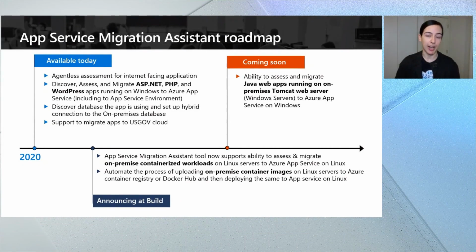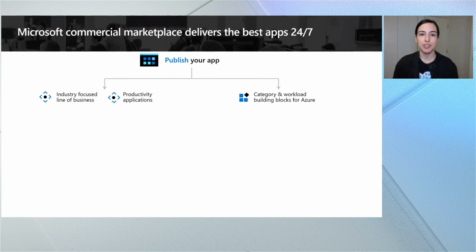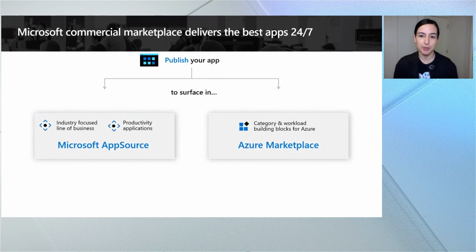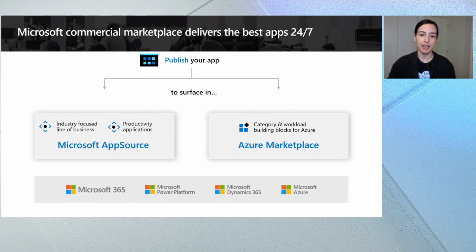With that, we're going to switch gears a little bit to talk about if you want to quickly go to market and sell your app with Microsoft, in which case we want to talk about the Microsoft Commercial Marketplace. If you want to publish an app, and if you have an industry-focused line of business application or productivity applications, those will surface in Microsoft App Stores, whereas if you have category and workload building blocks for Azure, those go in Azure Marketplace. And these are supported across these three storefronts: Platform, Dynamics 365, and Azure.